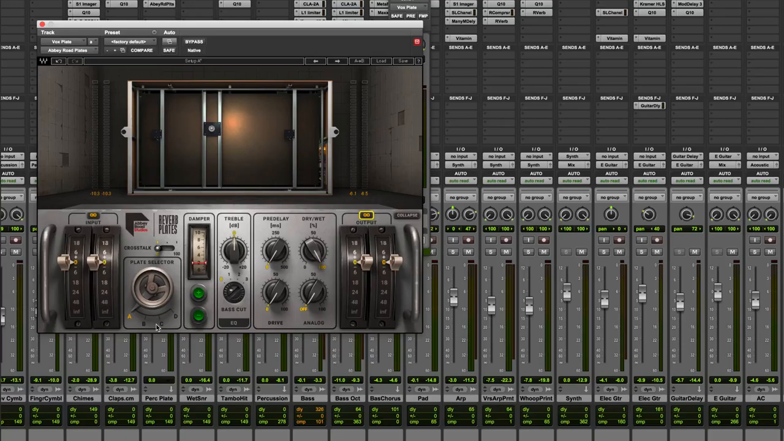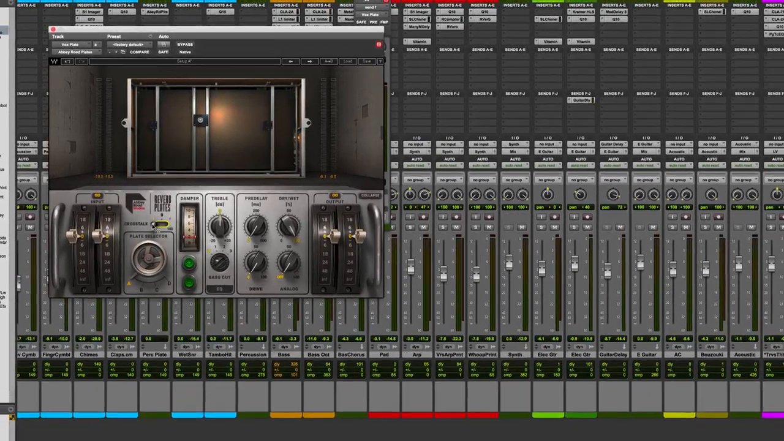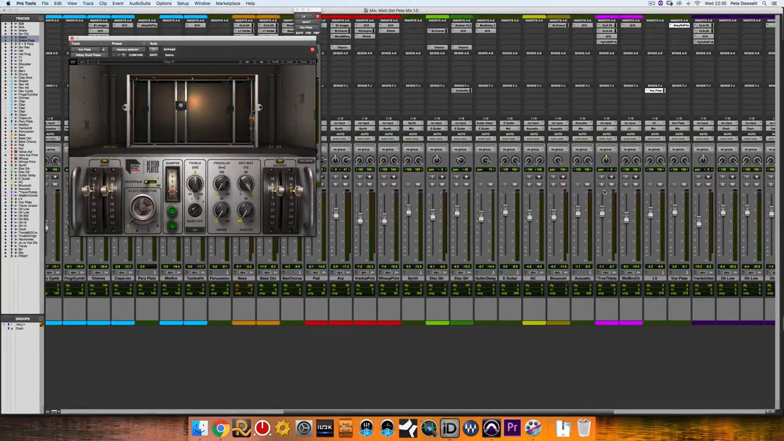And finally, what we've got here is crosstalk. So if you send a little bit of the left signal into the right hand side and vice versa, what that will do is help to bring in the stereo image of the plate and make it seem a little bit more realistic. So we've got a few positions here, between 0 and 100. Before anything else, let's start putting this plate on a vocal.